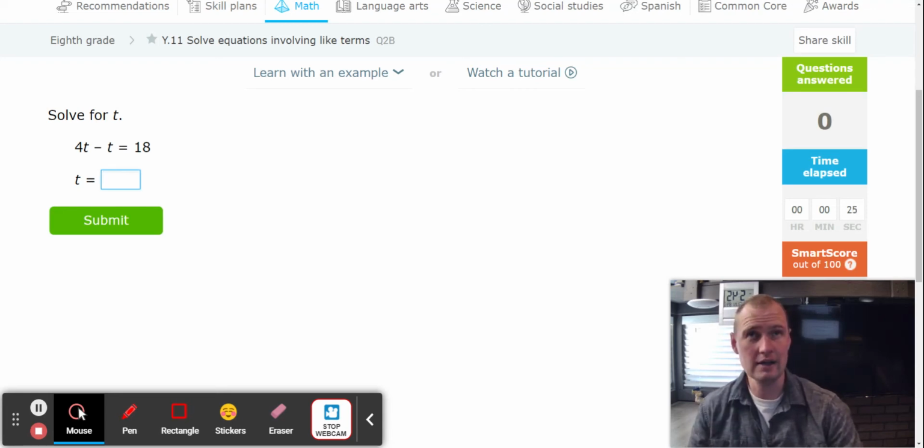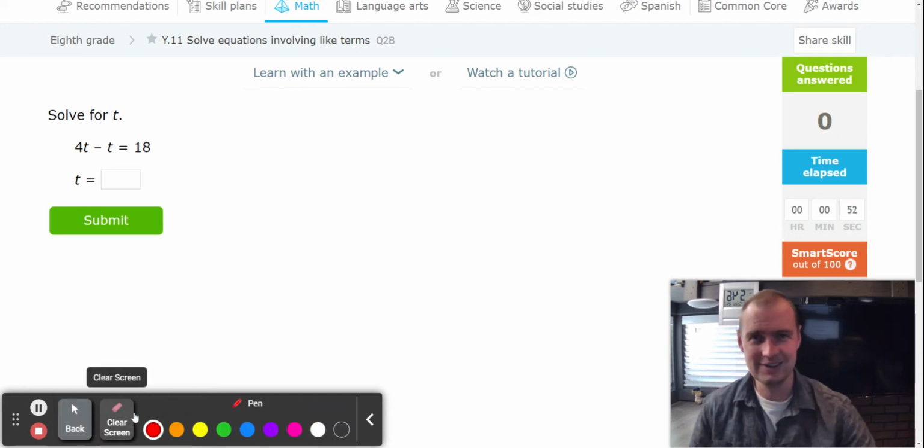Today we're working on Y11, solve equations involving like terms. All right, so two things that I would consider before starting this IXL is please make sure you know how to complete the IXL with one-step equations and the IXL with two-step equations. Knowing how to do one and two-step equations would be very helpful because now we're going to add another step into these equations. So let's go ahead and get started for this fabulous assignment.